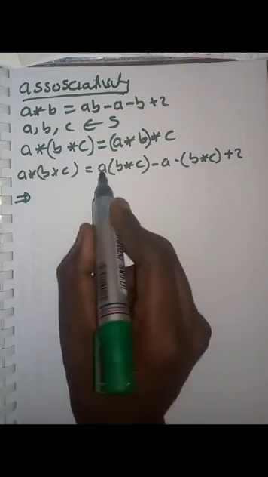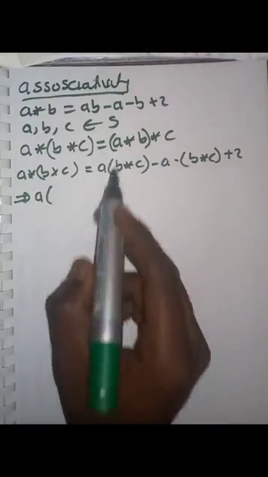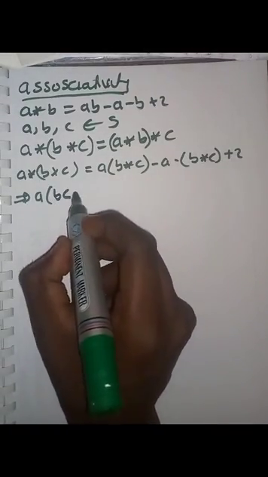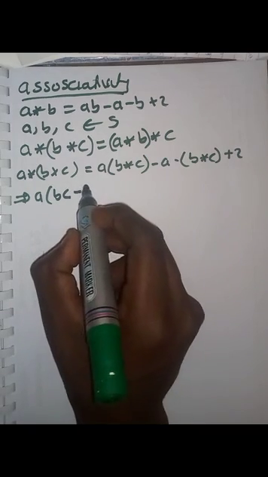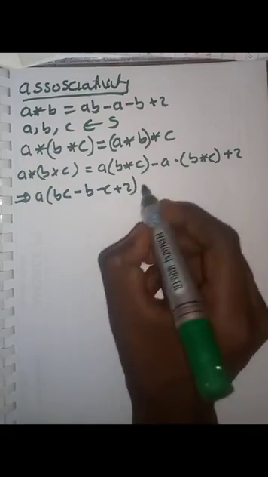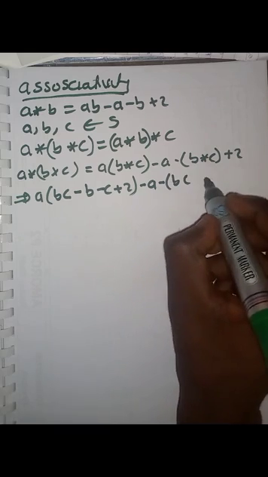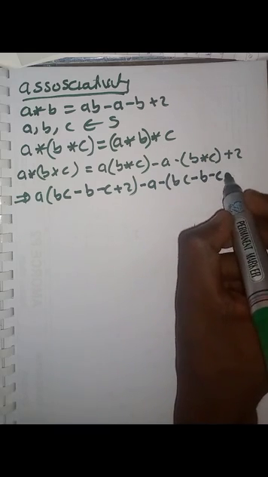Therefore now plus 2. So implies I'm going to have my A. What is B star C? B star C in this case is going to be BC minus B minus C plus 2. Then minus A minus BC minus B minus C plus 2. Then plus 2 again.